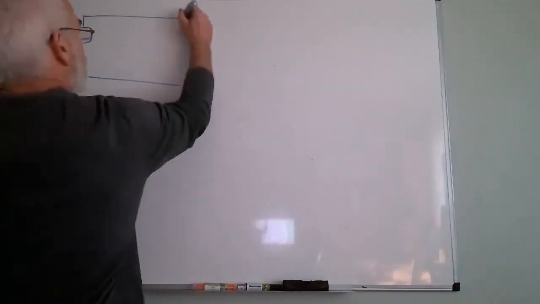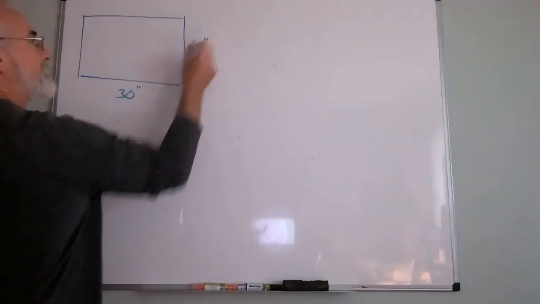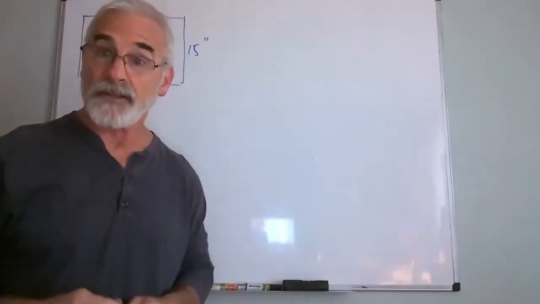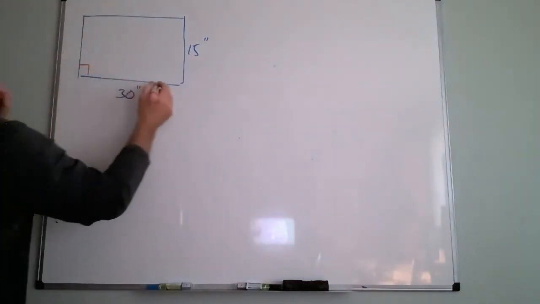So here's the goal. I'm giving you basically a piece of paper. Let's keep it simple. Let's say it's 30 inches by 15 inches. That would be a typical size. And what I want to do is cut corners. Literally, cut corners.